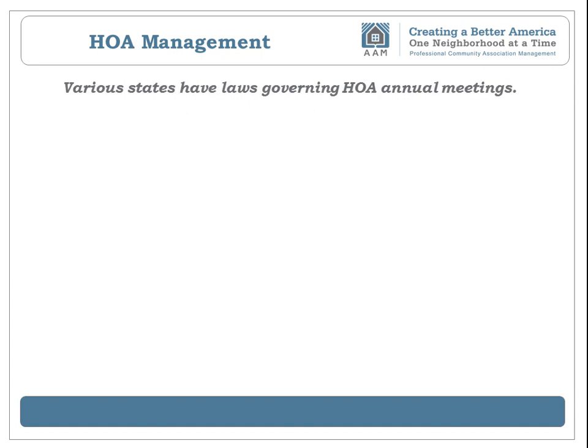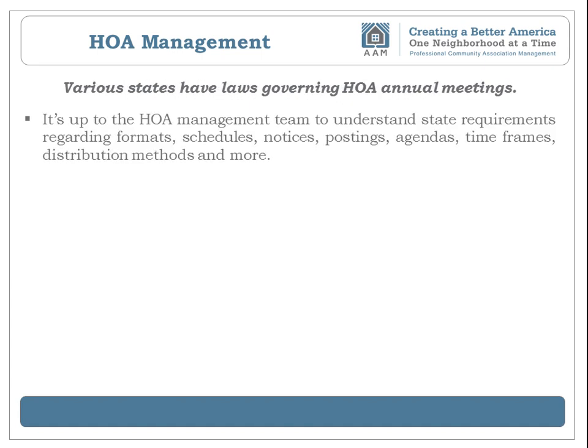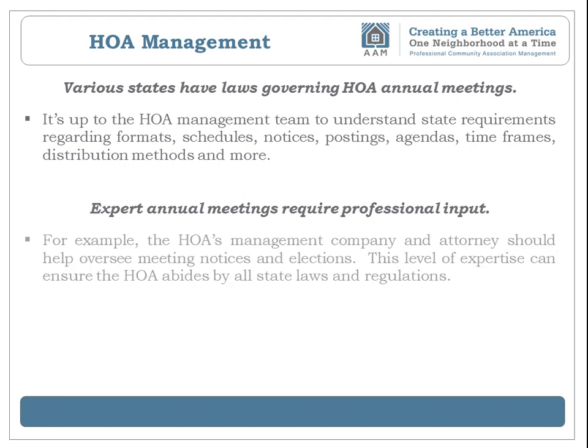Various states have laws governing HOA annual meetings. It's up to the HOA management team to understand state requirements regarding formats, schedules, notices, postings, agendas, timeframes, distribution methods, and more. Expert annual meetings require professional input. For example, the HOA's management company and attorney should help oversee meeting notices and elections. This level of expertise can ensure the HOA abides by all state laws and regulations.